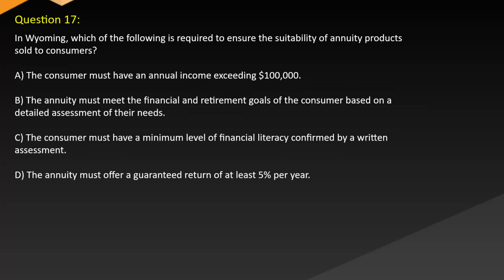Question 17. In Wyoming, which of the following is required to ensure the suitability of annuity products sold to consumers? A. The consumer must have an annual income exceeding $100,000. B. The annuity must meet the financial and retirement goals of the consumer based on a detailed assessment of their needs. C. The consumer must have a minimum level of financial literacy confirmed by a written assessment. D. The annuity must offer a guaranteed return of at least 5% per year.